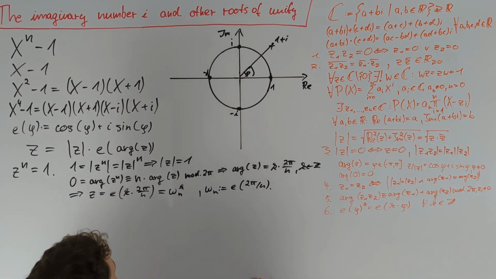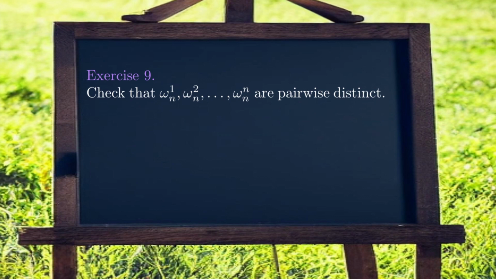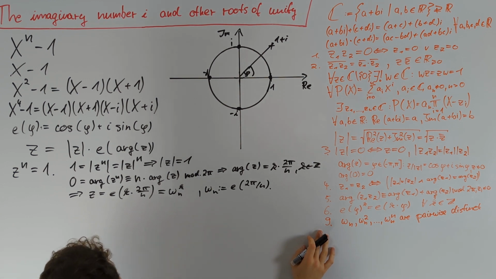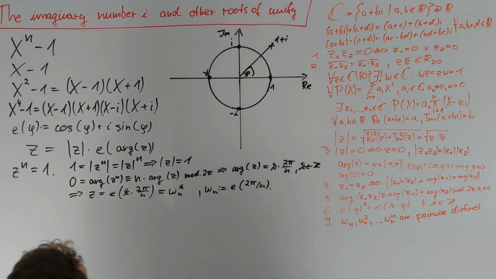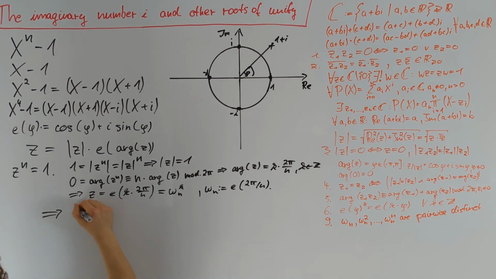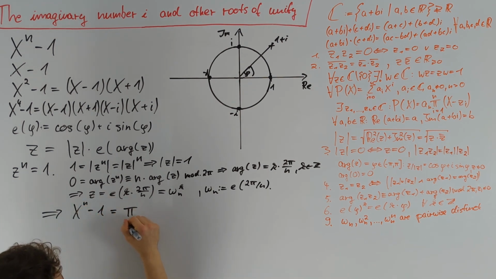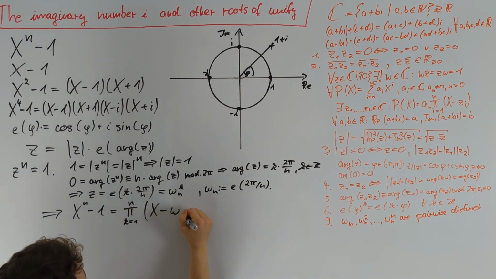The second to last exercise for you is to prove that these n values are indeed distinct. So prove that omega n squared, all the way up to omega n to the power of n are n distinct complex numbers. Using this fact, we can conclude that we have found n distinct roots of the polynomial x to the power of n minus 1, and since it is of degree n and has leading coefficient 1, all of that implies that x to the power of n minus 1 is equal to the product of k equals 1 up to n of x minus omega n to the power of k.